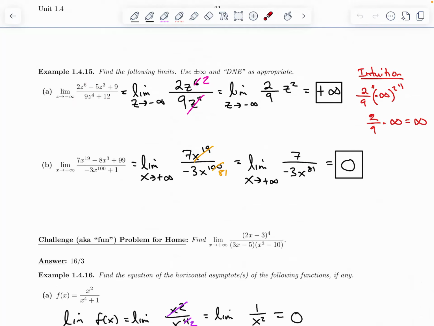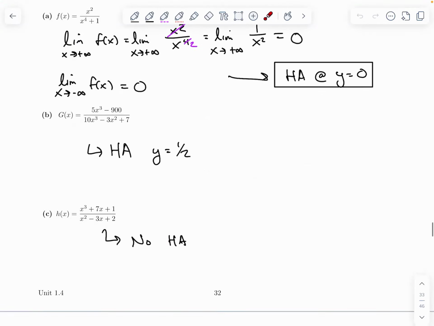Because remember, limits at infinity are talking about the end behavior of the function inside the limit. So if it was like limit as z goes to negative 3, then you wouldn't do this. Yes, that's correct. This only works when you're dealing with limits at infinity, because we're talking about end behavior then.